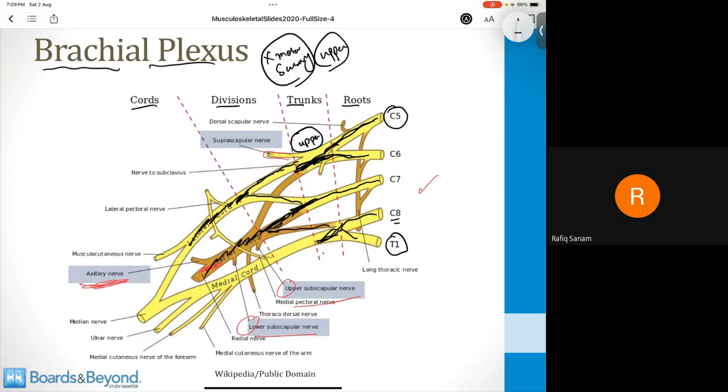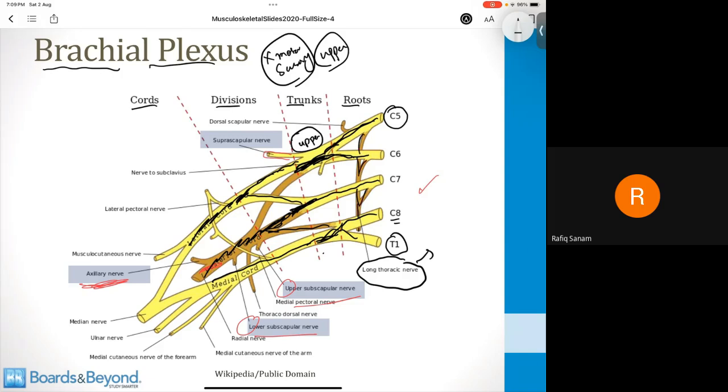It's going to give us a lateral cord and it's going to give us the medial cord, right? So we have different nerves which arise from the brachial plexus. First of all, you should know this long thoracic nerve. We are going to discuss in detail which muscle the long thoracic nerve supplies.